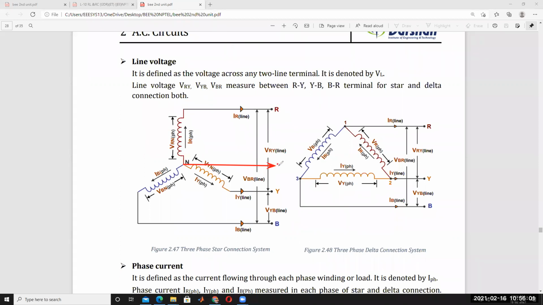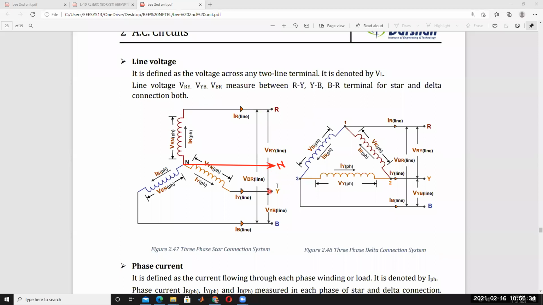This is called a neutral wire. So the voltage between R phase and neutral line is called VRN. This is called phase voltage. The voltage between one line and the neutral is called VRN. This is called one phase voltage, one winding. In between R and N is called phase voltage.